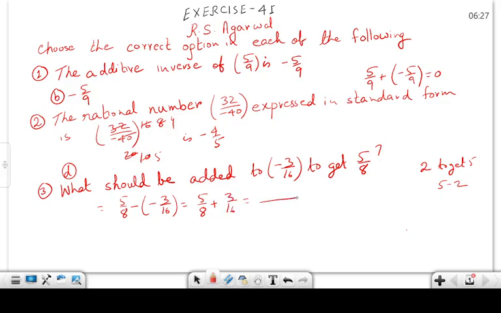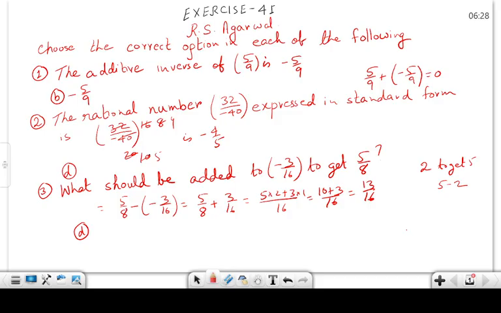If we take the LCM as 16, we get 5 into 2 plus 3 into 1, that is 10 plus 3 by 16. Therefore we get 13 by 16, and the option is D. Question number 3, the option is D.